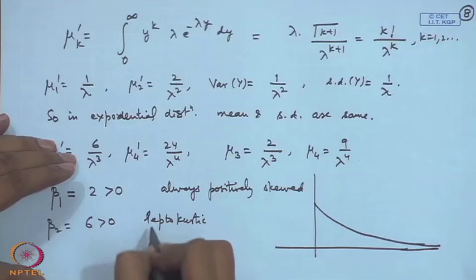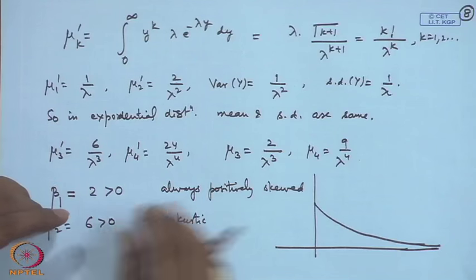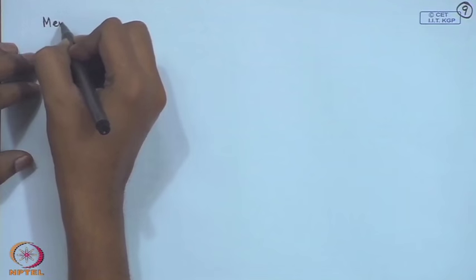And therefore, another property which was there in the geometric distribution, that is the memoryless property, is also true here. Let me introduce that here. Memoryless property.